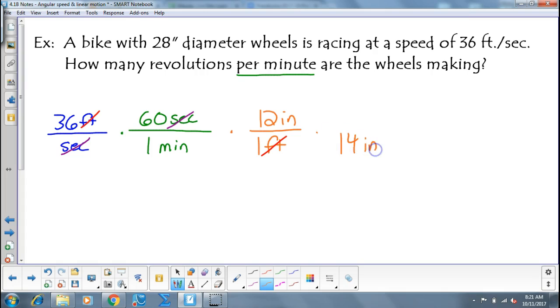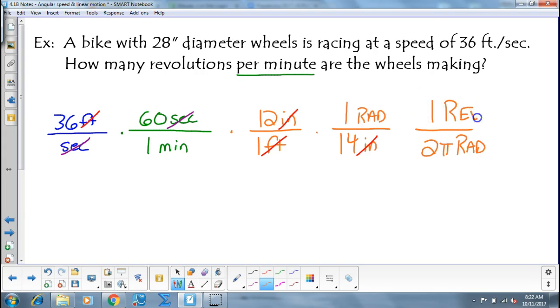14 inches is 1 radius, which is a radian. So now I'm in radians per minute. Is that good yet? I'm in radians per minute, but what do I want to be in? Revolutions per minute, so I've got to go one more step, and say that there are 2 pi radians in 1 revolution.